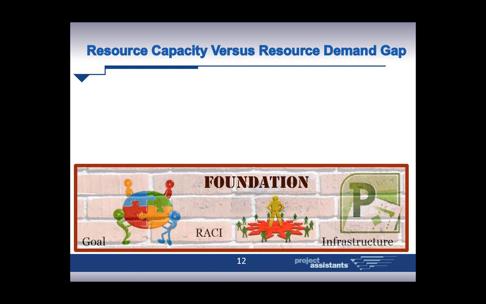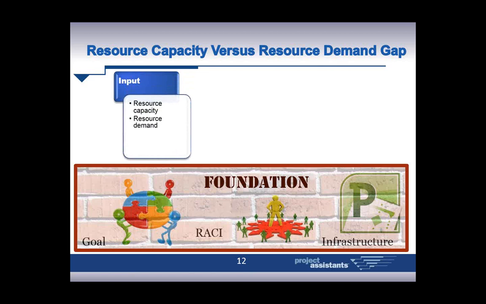The RACI, who are the people involved? Obviously the project managers, oftentimes the stakeholders, and really the people who own the resource pools themselves, right? Who's going to actually name those resources if we need named resources? And obviously the infrastructure, right? We have this Microsoft Project technology we're about to demonstrate to show how this happens. We have the processes, which we already mentioned.